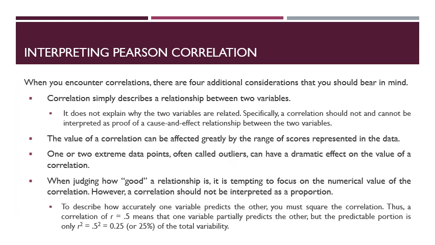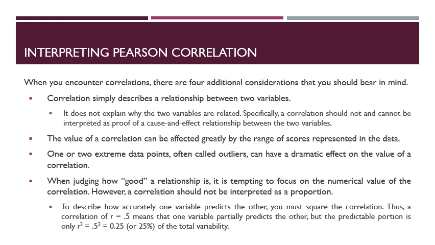All right, let's look at interpreting the correlation. Again, a correlation simply describes a relationship, does not explain why they are related, and cannot and should not be interpreted as cause and effect. The value of correlation can be affected greatly by the range of scores represented in the data. One or two extreme data points or outliers can have a dramatic effect on a correlation.